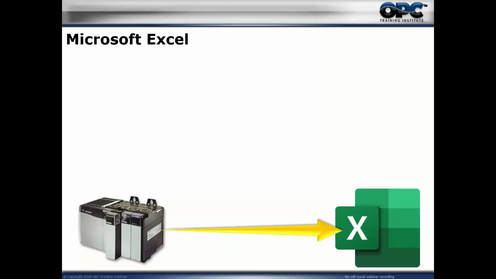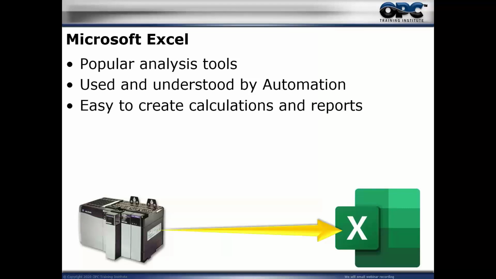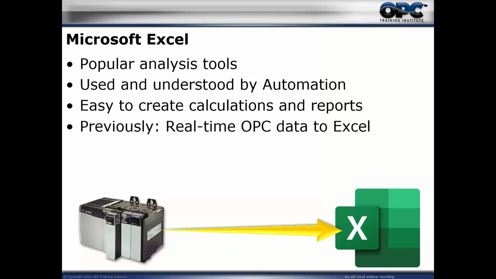So controller data into Excel. Obviously, Excel is a very, very popular analysis tool because automation people, IT people, everybody seems to know it extremely well, and it's very, very easy to create calculations and reports. Now, in previous webinars, I actually showed you how to get real-time OPC data into Excel. So we saw that there were webinars showing it. We have a recording of these webinars. Go to the website. You can take a look at these.